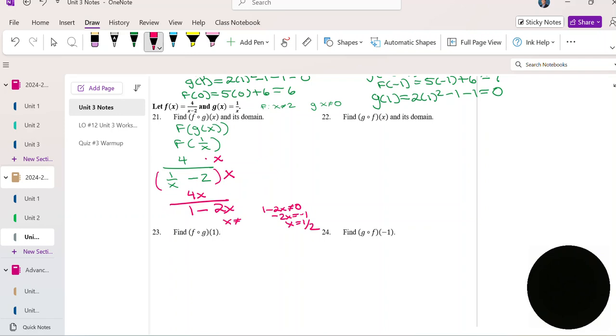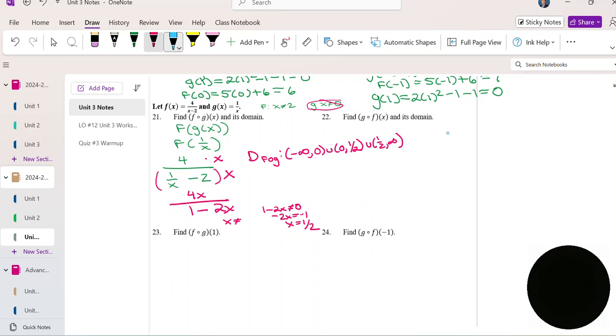So x cannot equal 1/2, right? Because you're putting in 1 over x, so you know x can't equal 0. And then after this, it can't equal 1/2. So the domain for f of g of x is that it can't equal 0 or 1/2. Because you could put 2 into either one of these two, you just can't put 0 or 1/2 in.